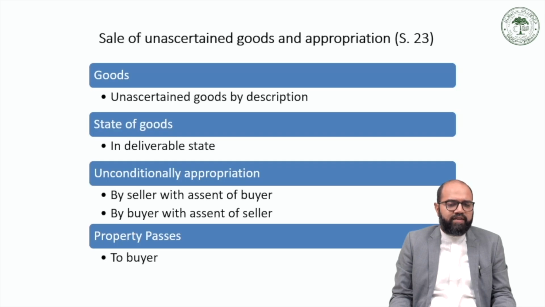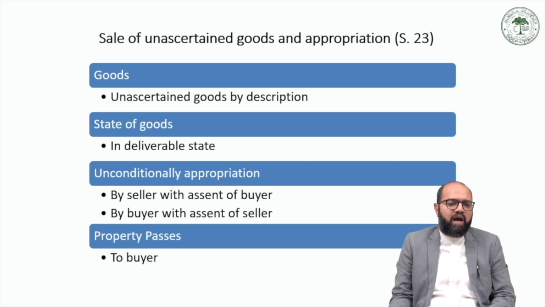So section 23 of the Sale of Goods Act deals with the situation where the goods are unascertained. However, they could be ascertained by an agreement between the parties or through an action on the part of the seller or the buyer. Only thereon the property can pass. So under section 23, the goods are unascertained by description. So the buyer has described to the seller the goods. The goods are in deliverable state, meaning thereby nothing more has to be done to the goods in order to make them a finished product.